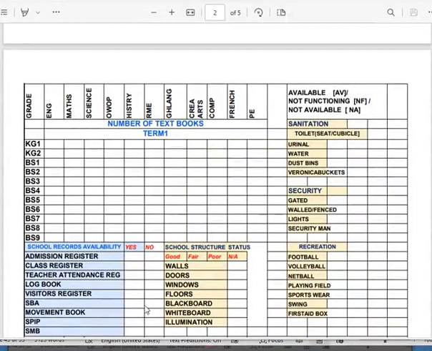SBA, yes. If you have the SBA, school based assessment report book, you indicate. If you don't have, you take no. Movement book, if you have, yes. If you don't have, no. SPIP, school performance improvement plan. If you have, yes. If you don't have, no. Then it goes on and on.